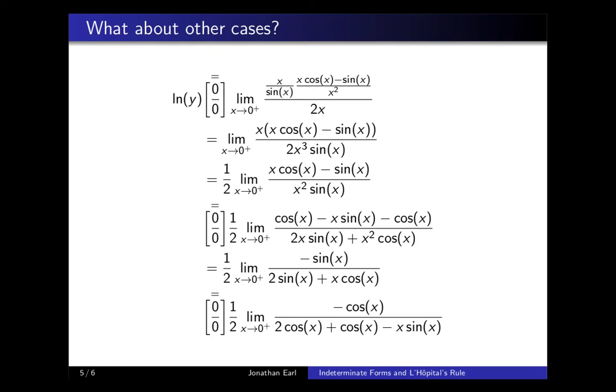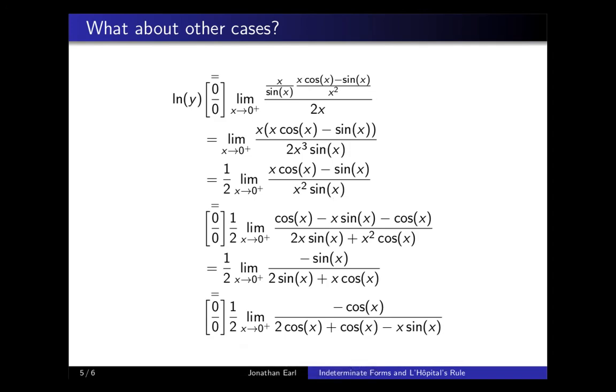Okay, so then we have 1/2 times the limit as x goes to 0 from the right of x cosine of x minus sine of x all over x squared sine of x. So the numerator is going to go to 0 because the x cosine of x part is going to 0, and then sine of x is also still going to 0. And then it's all divided by x squared sine of x.